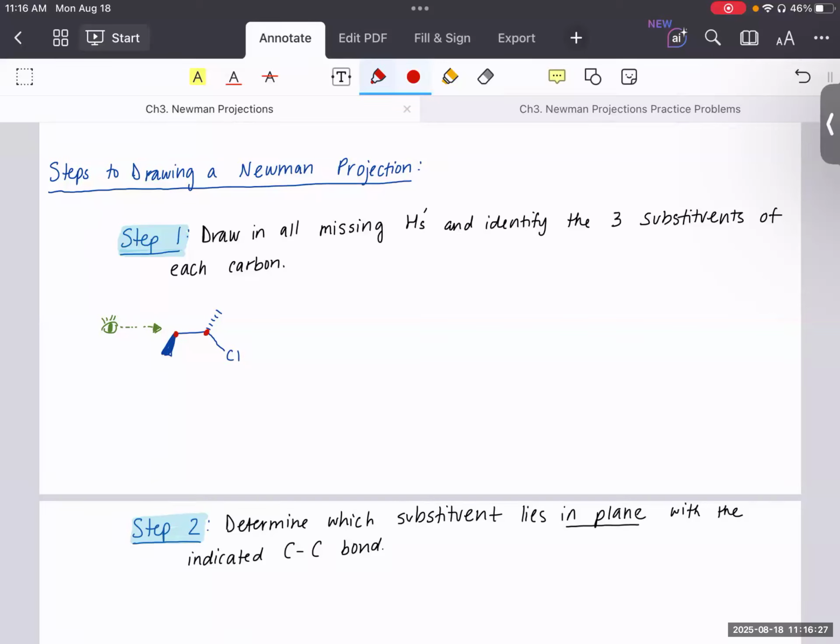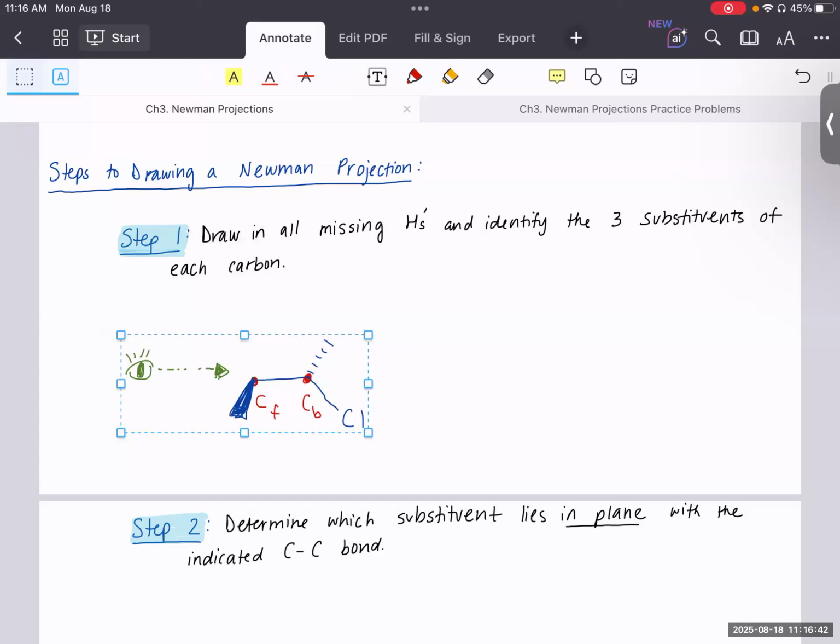All right, so the first thing we want to do is to draw in all the missing hydrogens and then identify what the 3 substituents are for each carbon. So we have the front carbon right here and the back carbon right here. I'm going to make this a little bit bigger so we can actually draw in the hydrogens. So here we know that we're missing a hydrogen here. So I'll label that HA. We also know that we're missing this HB. That's dashed. And on the other side, we're missing a wedge group. So we know that we have a wedged HC here.